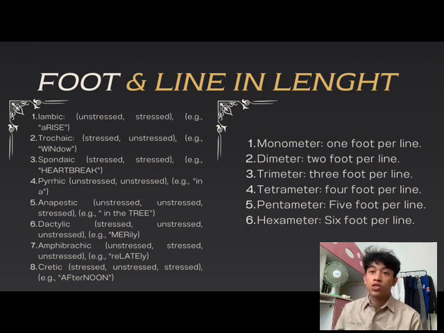And then the second one is trochaic, then spondaic, pyrrhic, anapestic, dactylic, and so on. And in line length, there is also how many feet are in one line. For example, monometer is one foot per line, and then the second one, dimeter, is two feet per line. So yeah, and so on and so forth.